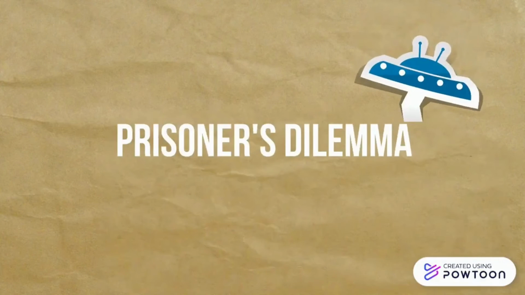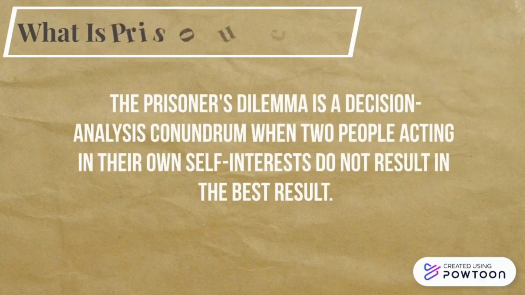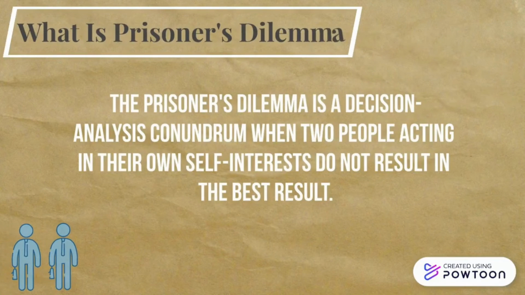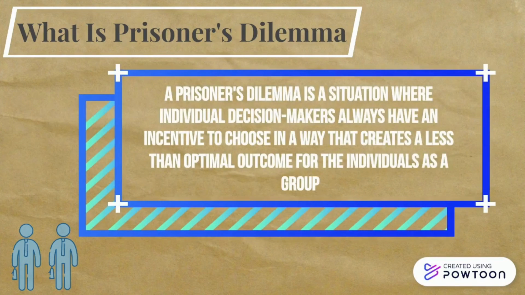Now, let's continue with the prisoner's dilemma. What is the prisoner's dilemma? The prisoner's dilemma is a decision analysis conundrum where two people acting in their own self-interest do not produce the best result. In other words, a prisoner's dilemma is a situation where individual decision makers always have an incentive to choose in a way that creates a less than optimal outcome for the individuals as a group.